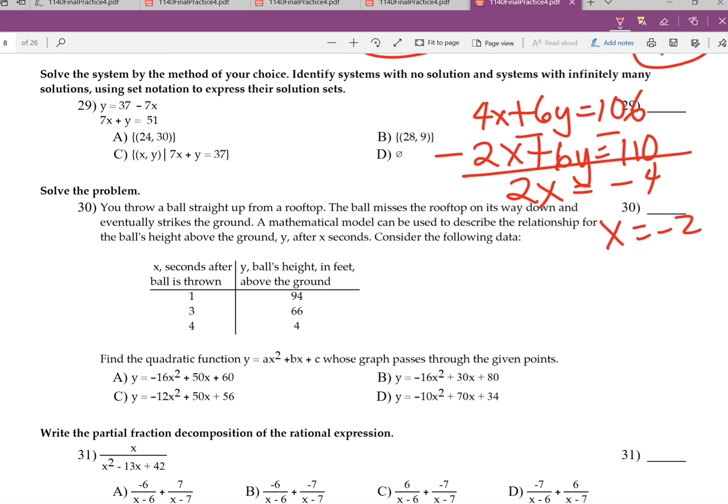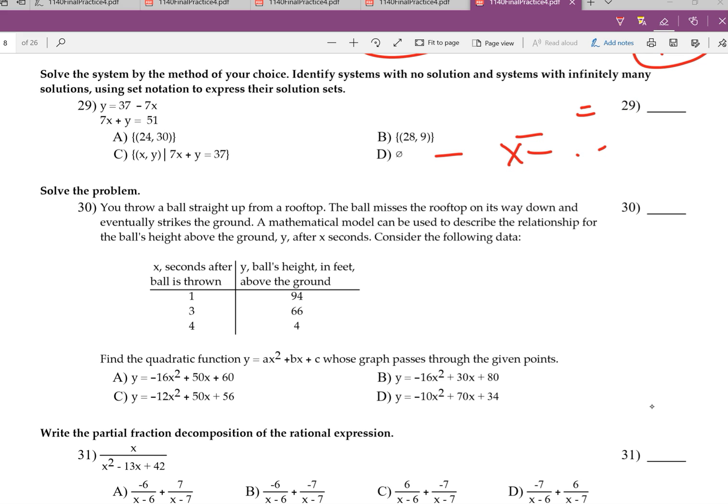Alright, and for number 29, I'm trying to be hurried because I'm about to have somebody knock on my door. Let's see. Believe it or not, I'm not cutting my grass today. I had somebody cut it for me.